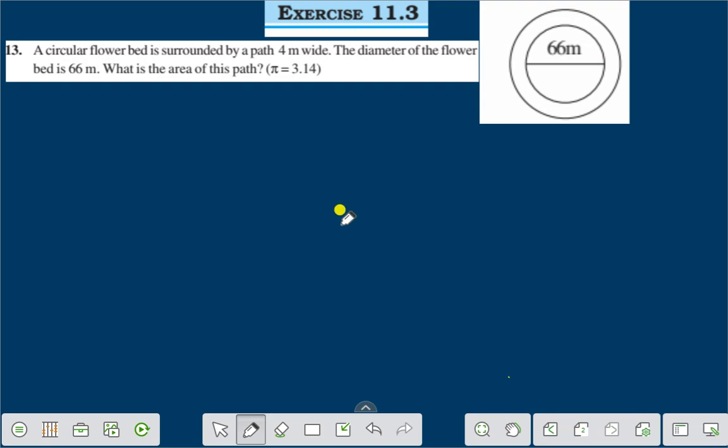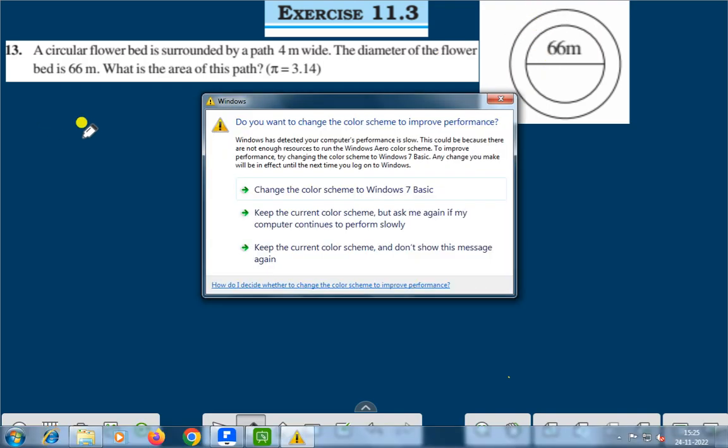Let us find. Here you see the diameter of this circle is 66 meter. Therefore, if I find first the area of this circle, then you have to find the area of this path. That means you have to find the area of the bigger circle minus area of the smaller circle to get this area of the path. Let us solve.